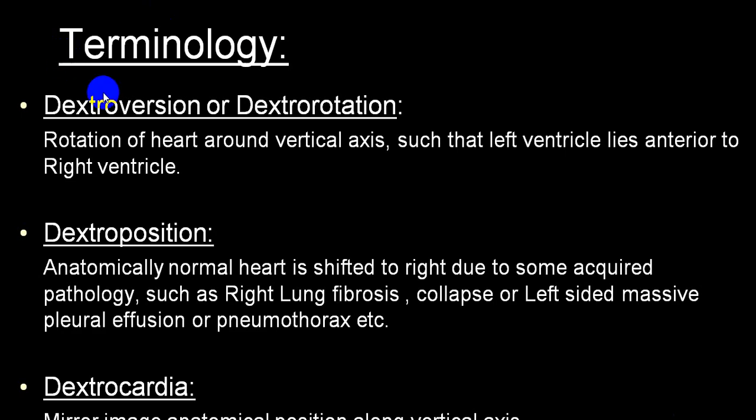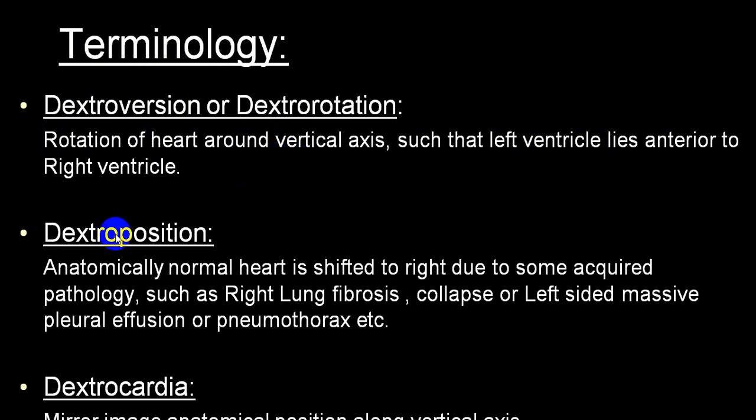There is one word which is utilized: dextroversion, or dextrorotation. So there is a rotation of the heart around the vertical axis so that the left ventricle lies anterior to the right ventricle. So it is called dextroversion or dextrorotation.